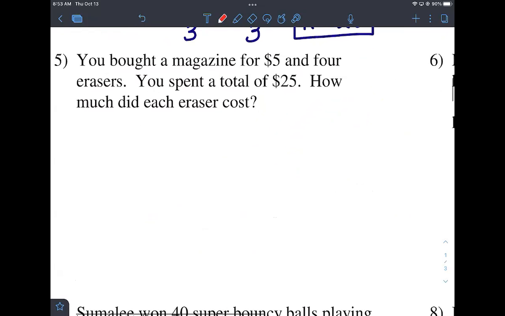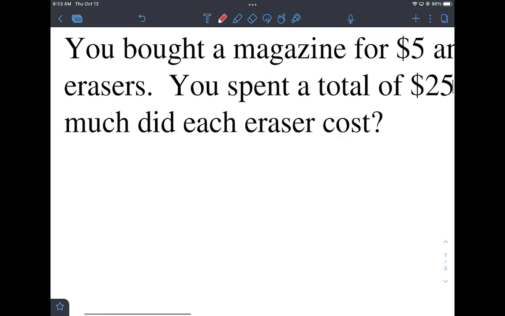Number 5, you bought a magazine for $5 and 4 erasers, and you spent a total of $25. And I thought the pencils were expensive. How much did each eraser cost? What letter should we use for our variable, Austin? E. I like it. And Austin, what does E stand for?